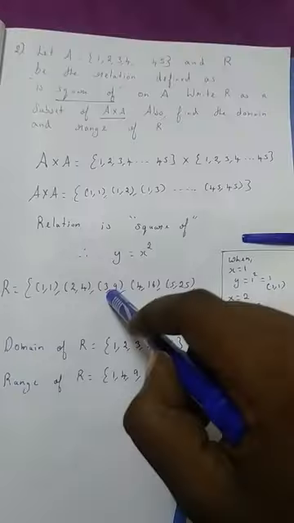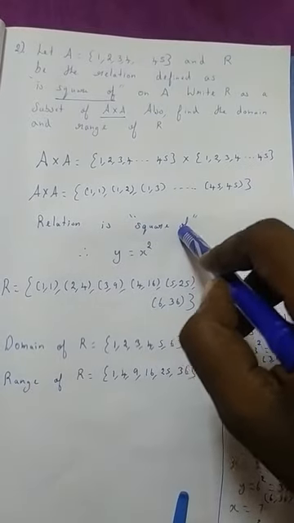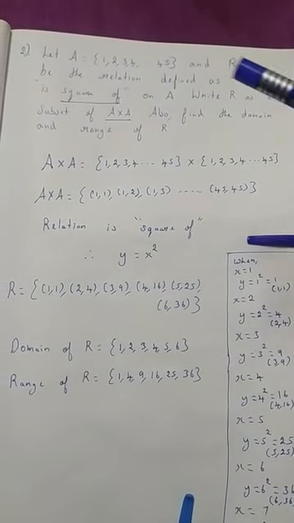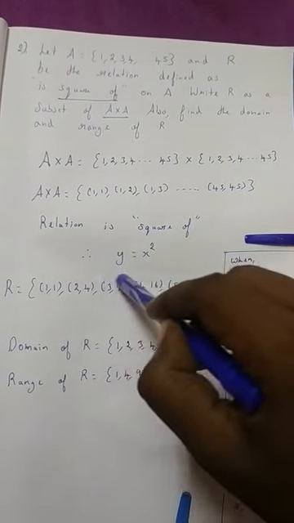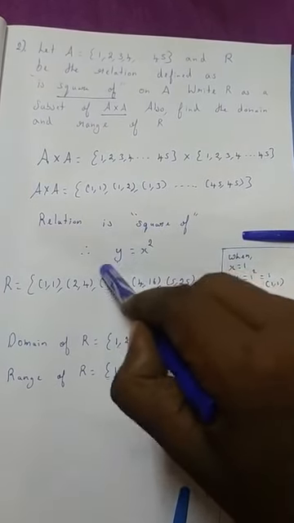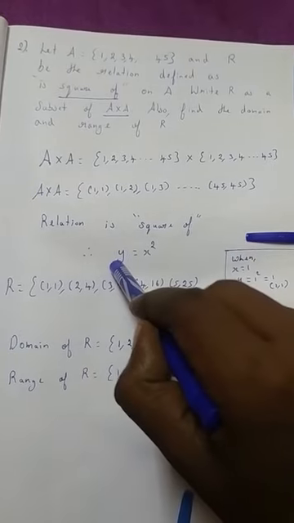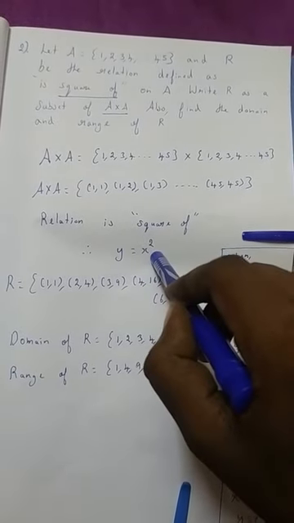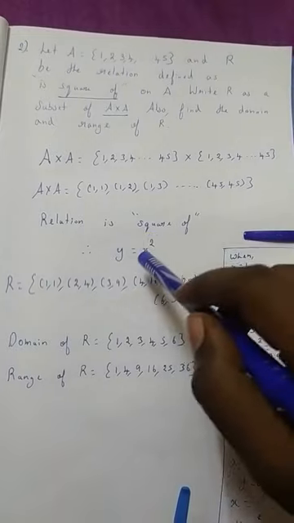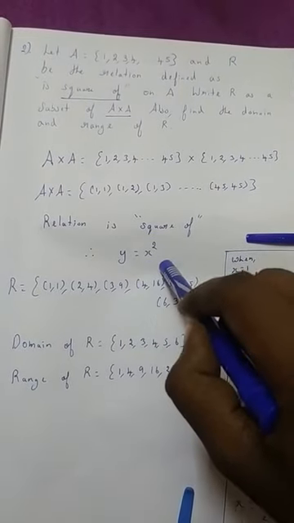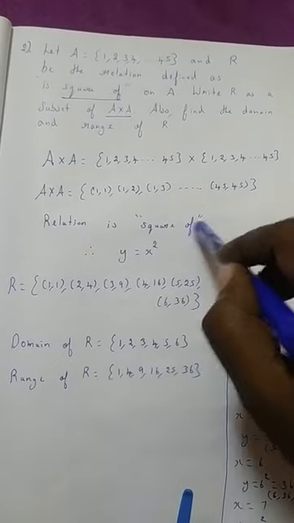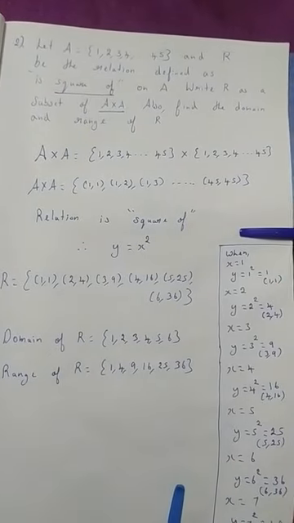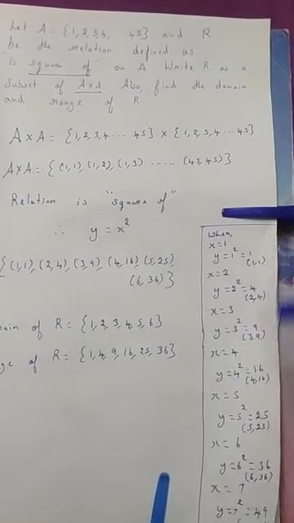Right. And the next clue is "square of". We always need to observe the given sets. The relation is "square of", so we can write it as y is equal to x square, or x is equal to y square. I will take y is equal to x square. Right, the relation is square of, that is y is equal to x square. So we can find out the values here.